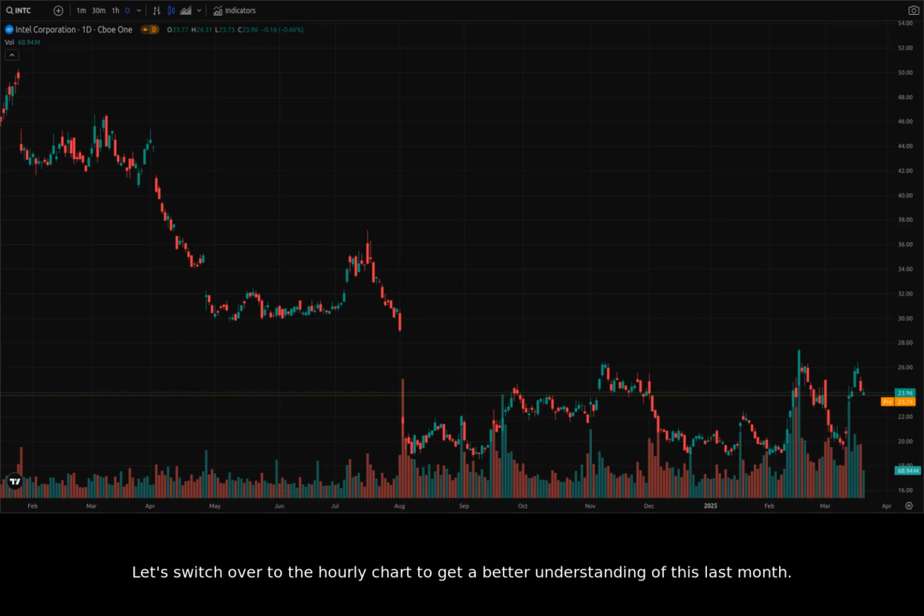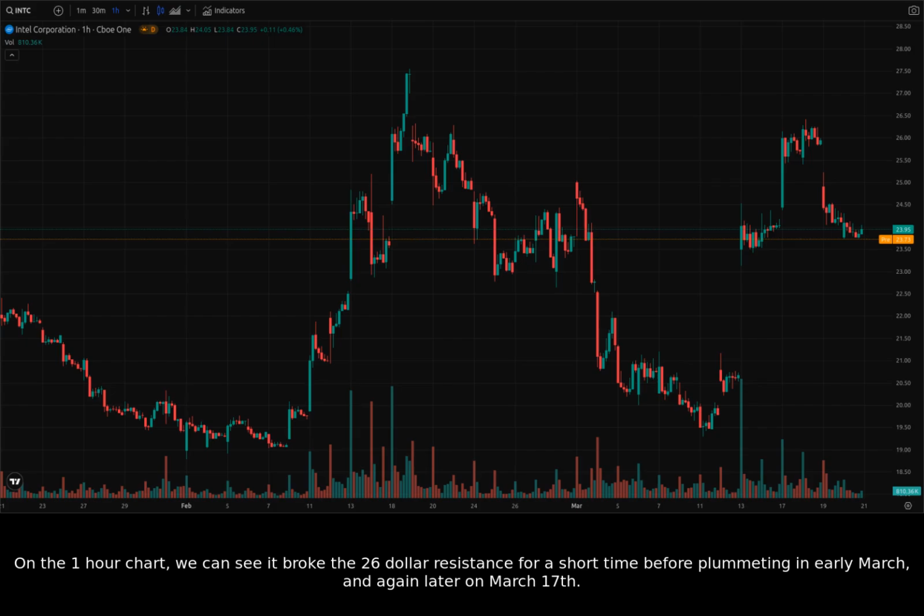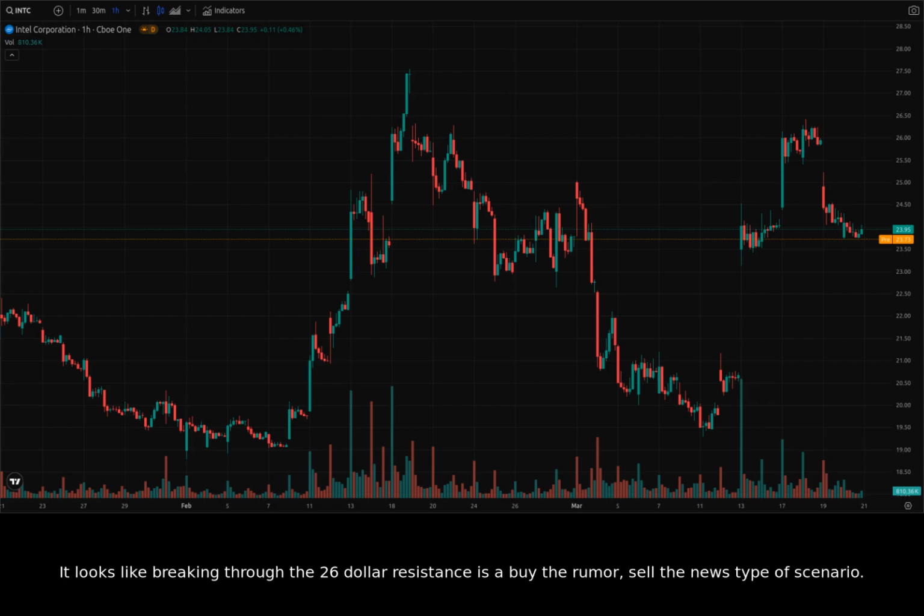Let's switch over to the hourly chart to get a better understanding of this last month. Here's the hourly chart, looking at the last few days leading up to today. On the 1-hour chart, we can see it broke the $26 resistance for a short time before plummeting in early March, and again later on March 17th. It looks like breaking through the $26 resistance is a buy the rumor, sell the news type of scenario.